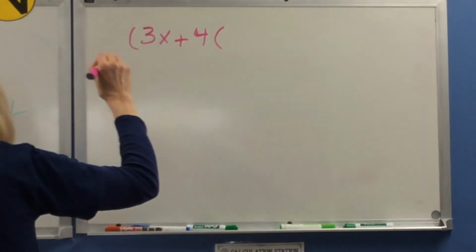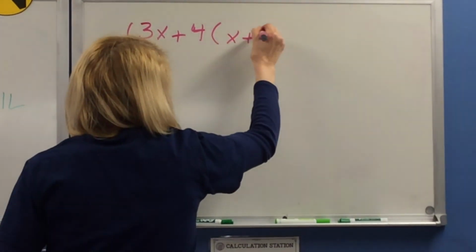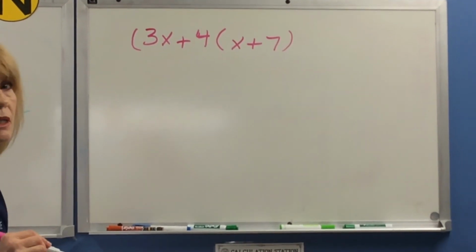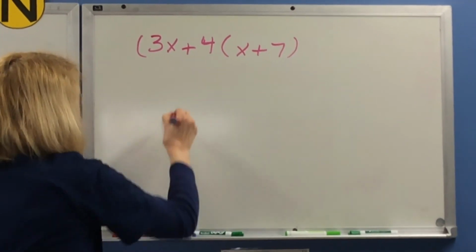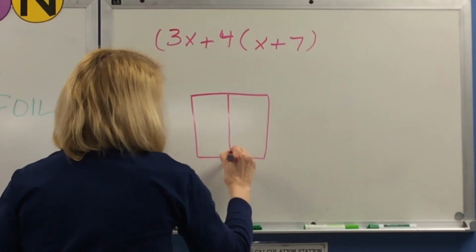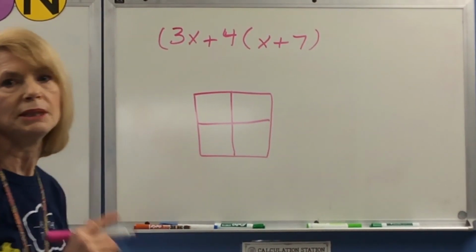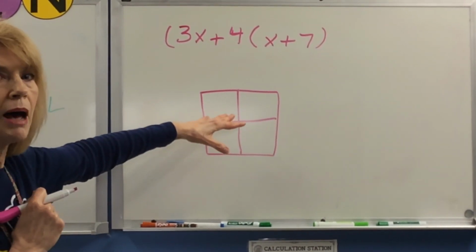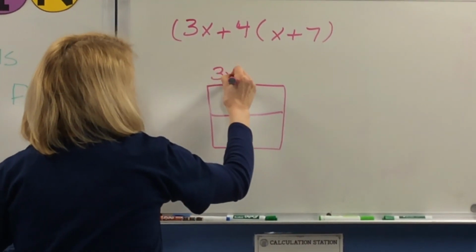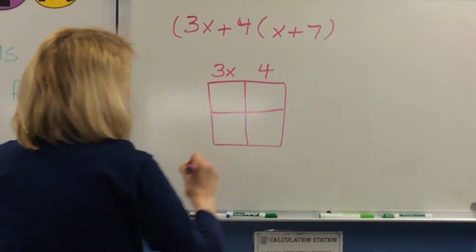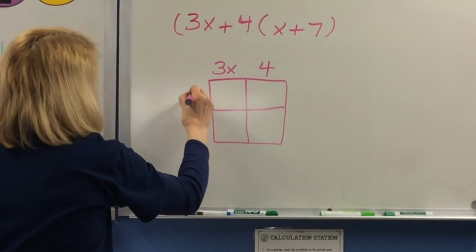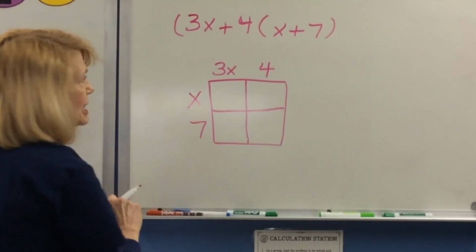(3x + 4)(x + 7). Okay, I'm going to show you how to do it with the matrix first. And you can do it whichever way is easier for you. So with the matrix, since you've got two binomials, you've got 4 terms. So you make a 4-square box, and then you put the first 2 terms above the squares, and you put the second 2 terms along the side.